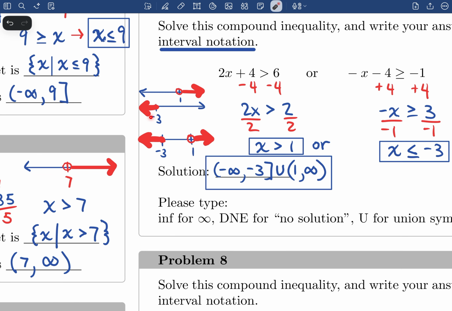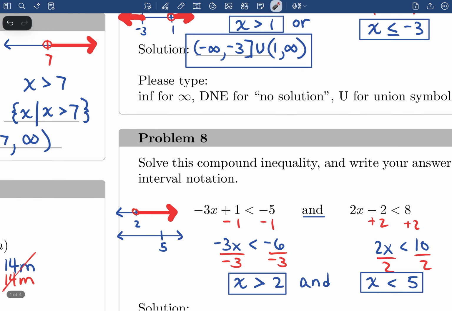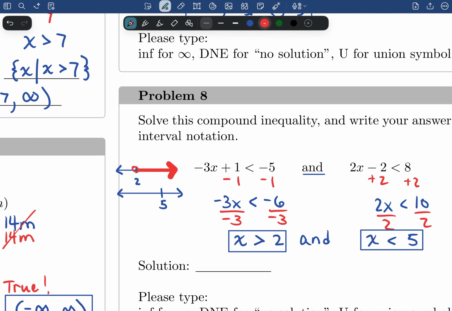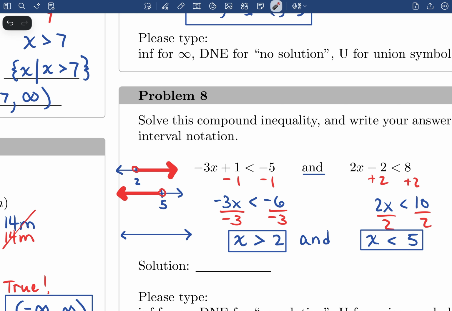The smaller number was -3. I wrote it on the left. The bigger number was +1. I wrote it on the right. This will help you compare the graphs. Well, I want to graph x is less than 5, so I put an open dot at 5, and I shade the region to the left. There we go. Now, the word and means only write the solutions where the shaded regions are stacked on top of each other.